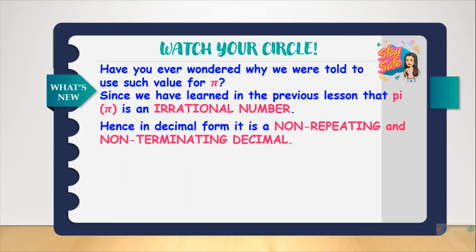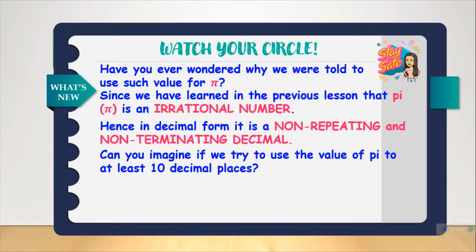For example, 1.333333. The 3 is a repeating decimal. But pi is not like that. For example, 0.12345, then it becomes 5, 3, 7. So, different numbers. It is non-repeating, but it is also a non-terminating decimal. That means it has no end, but it does not have a repeating number. The arrangement of its numbers keeps changing. So, that is an irrational number. That is why we consider pi an irrational number.